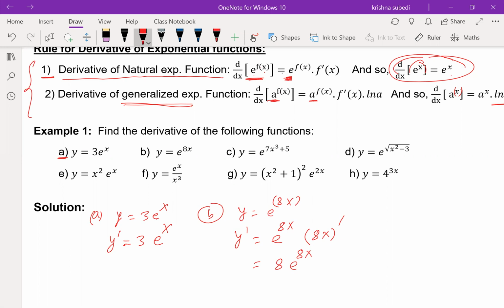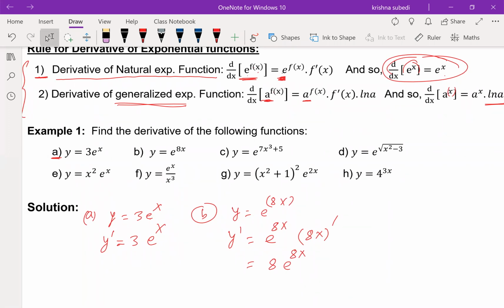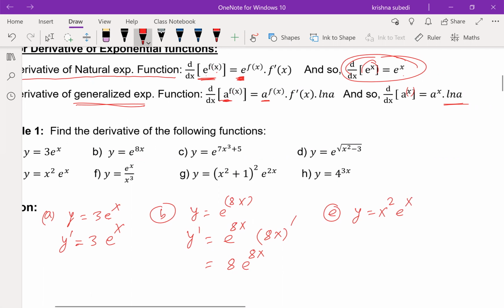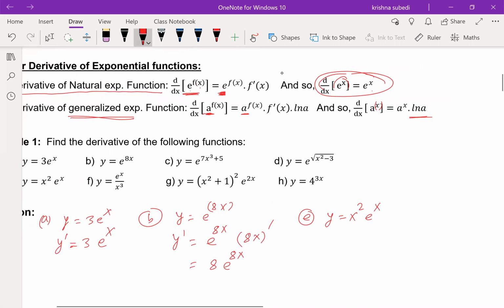Now let's try part E. y equals x squared e to the x. Now in this case, remember there are two functions multiplied. So we have to use the product rule, right? So let us use the product rule. This is your u, this is your v, and we know the formula for the product rule is u prime v plus u v prime.